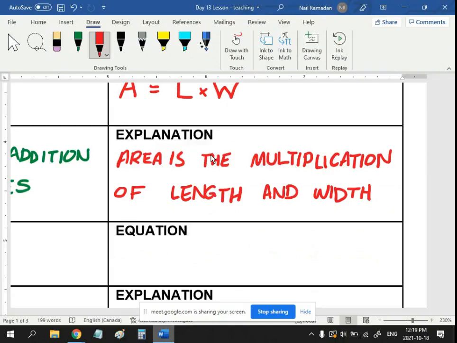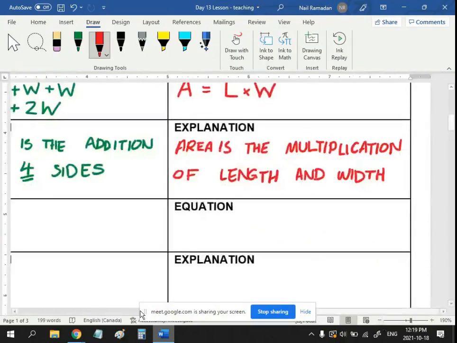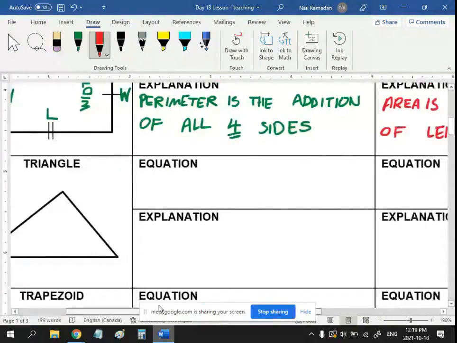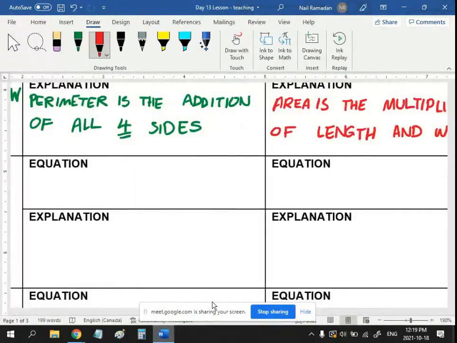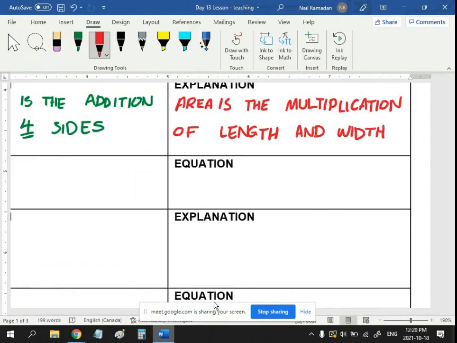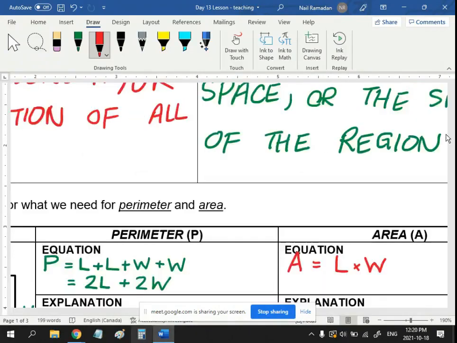Triangle. Okay. So I'm just going to wait until everyone's done copying. Okay. Just 1 second. Don't worry. Here you go. Area is the multiplication of length and width. Okay. Let's go to the next shape. Oh, Anthony, here's the equation. There you go. Just A equals L times width. Make sure that it's a times, not an X. It's like a very small times sign.